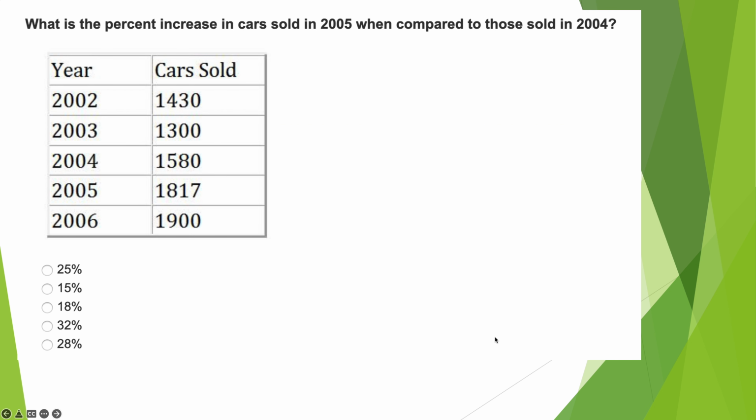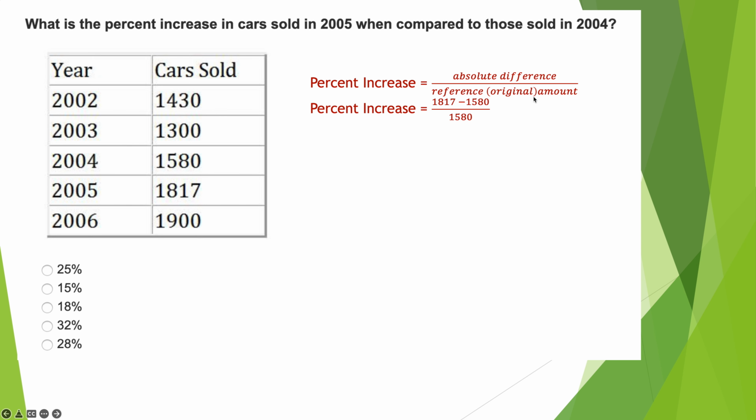All right, what's the percent increase in cars sold in 2005 when compared to those sold in 2004? Go ahead. Remember, stop and start. Okay, so the percent increase is the absolute difference over the reference or the original amount. So the absolute difference would be 2005 is 1817, 2004 is 1580, over the reference amount. So we're comparing it to the one sold in 2004. So 2004 is the reference amount. So that's 237 over 1580, which is 0.15, which is better known as 15%.